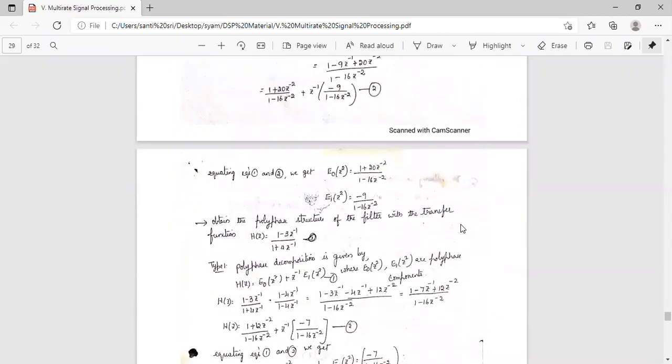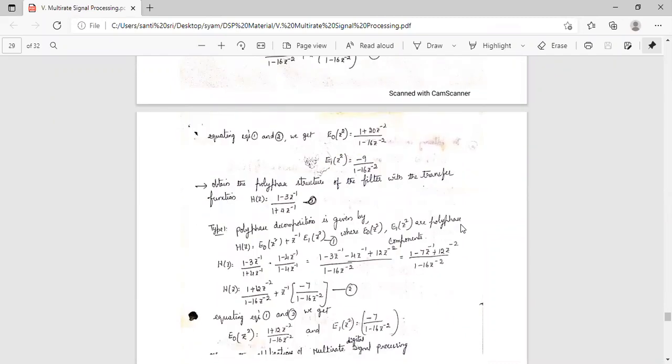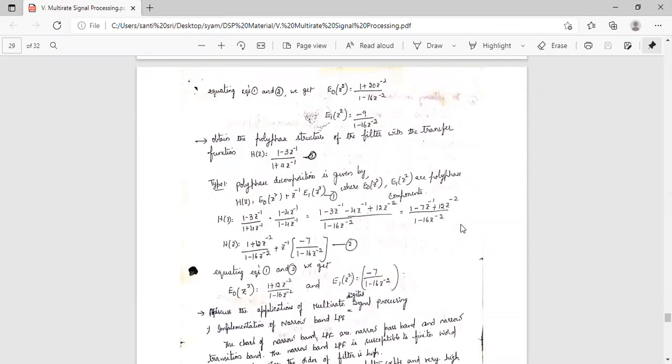Next, obtain the polyphase structure of the filter with the transfer function H(z) equal to (1 - 3z^-1) / (1 + 4z^-1). In the same manner, we can do this one, and we will obtain E0(z²) and E1(z²).